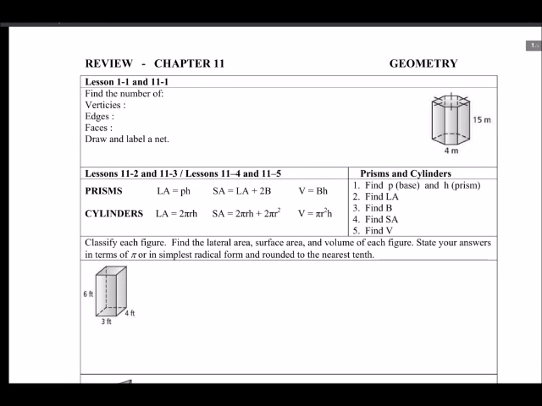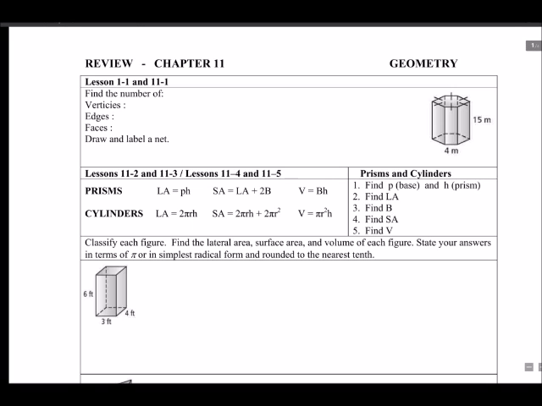Review Chapter 11. This is the first half of our Chapter 11 review, 11.1 through 11.3. So let's start here with our solid figures. We're asked to find the number of vertices, edges, and faces. And so we start with vertices.